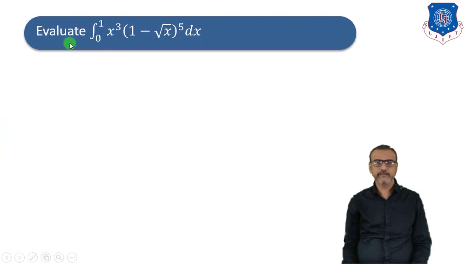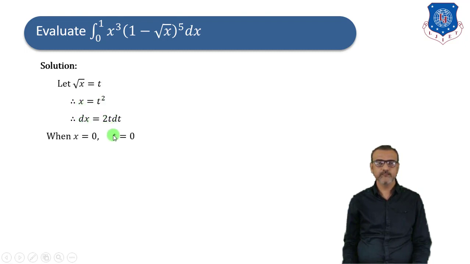Now we will see one example related to the beta function. Evaluate the integral from 0 to 1 of x cube times (1 minus root x) the whole raised to 5, dx. So here is the solution. Let root x equal t. Now squaring both sides, we have x equals t square. Now we write x equals t square in differential form, so we have dx equals 2t dt.